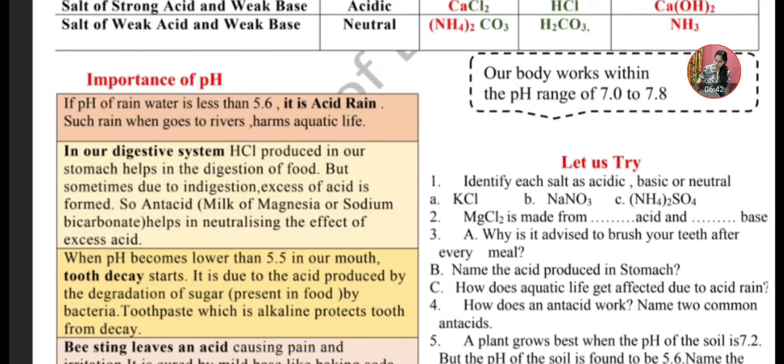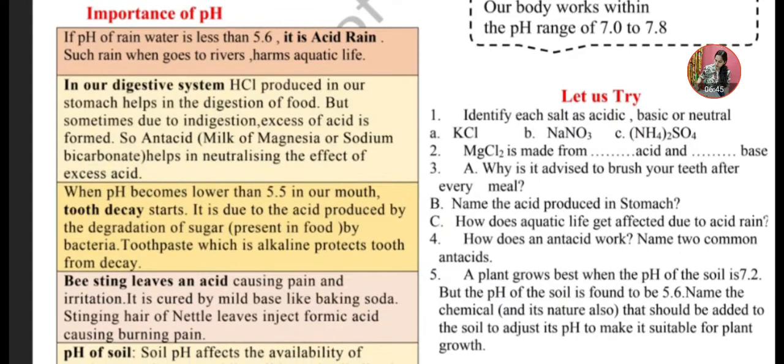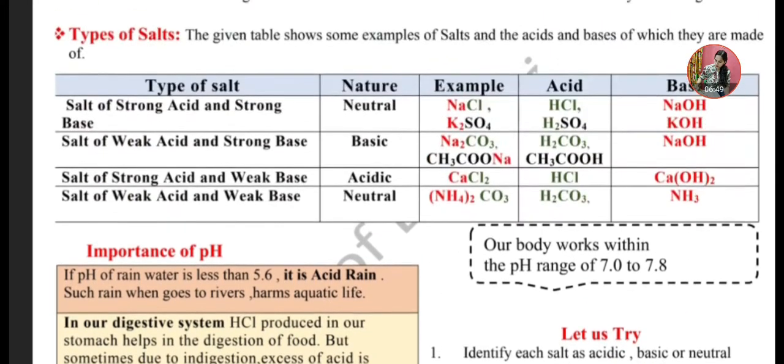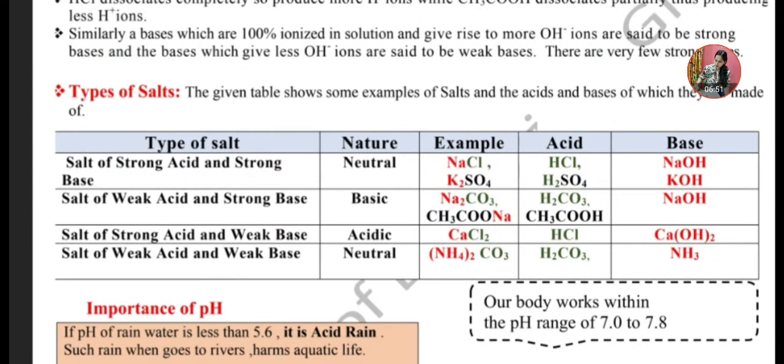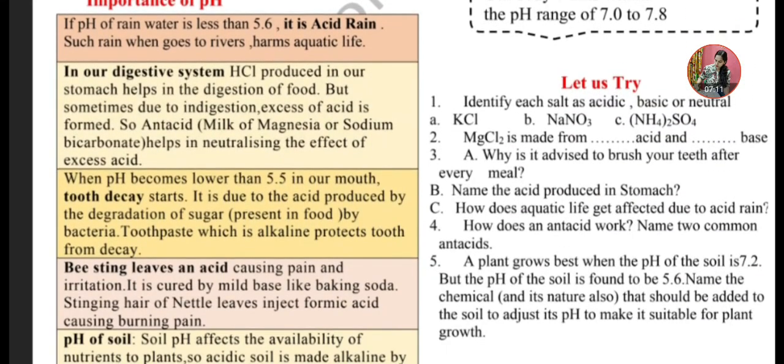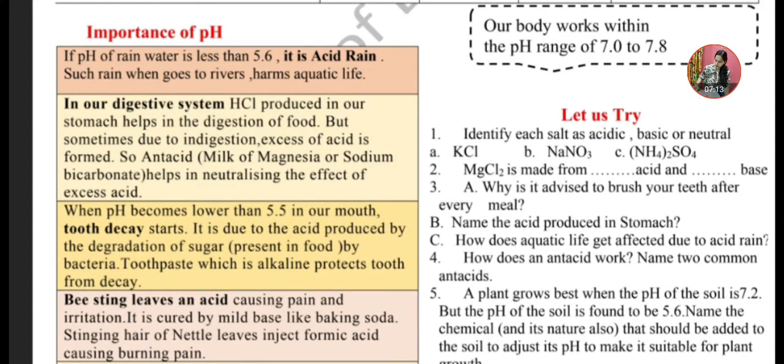Let's move on to the exercise. First is identify each salt as acidic, basic and neutral. We can see from the table there are three types of salt: acidic, basic and neutral. And we also study the condition for neutral: strong acid and strong base together, or weak acid and weak base together. For basic, strong base reacts with the weak acid, and for acidic, strong acid reacts with the weak base. Let's move on to our first question.